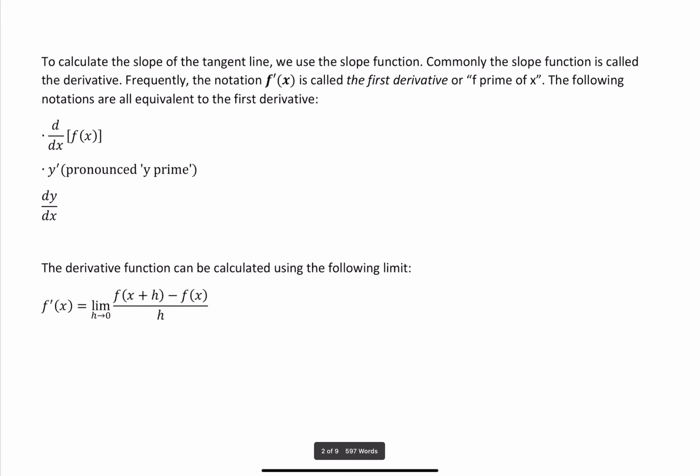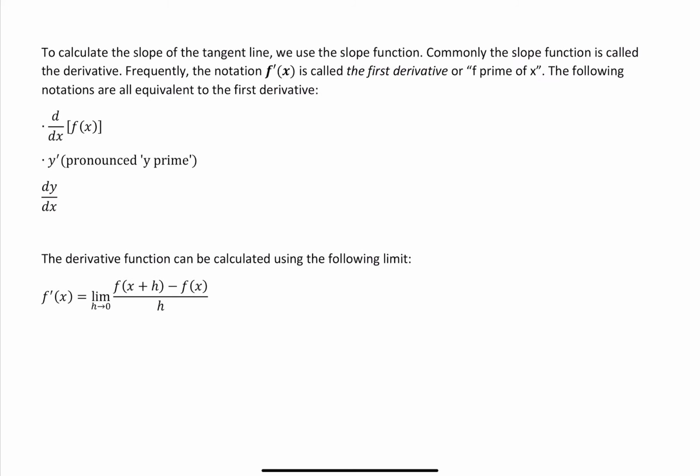And again, we call this function the derivative. It has this notation; the most common notation that we're going to use is f prime of x. It's also called the first derivative. All of these notations are equivalent to the first derivative. You have d over dx of f of x, that is equal to f prime of x.